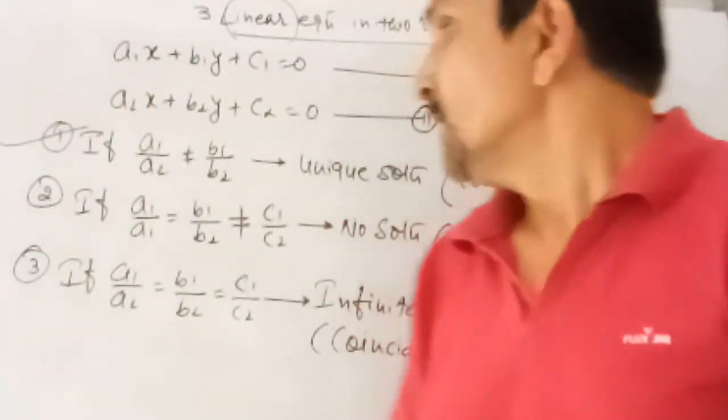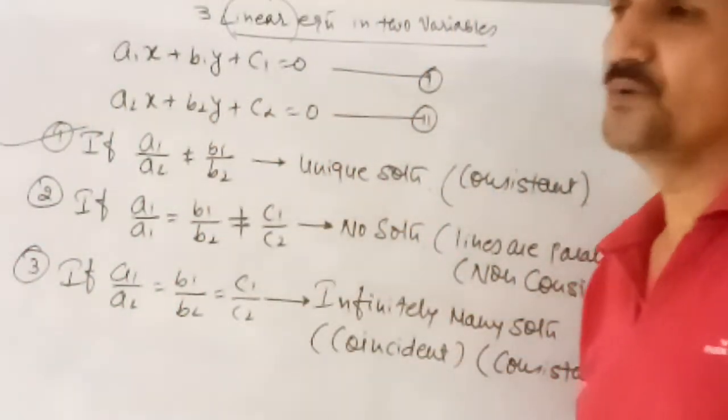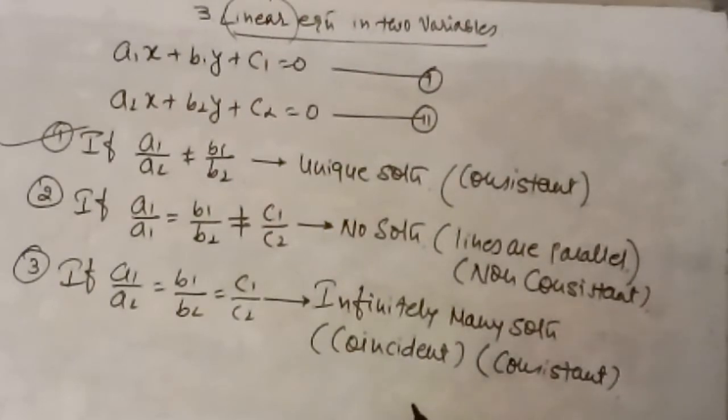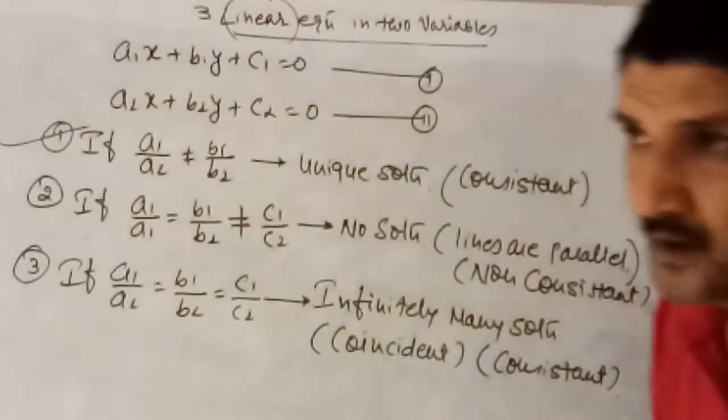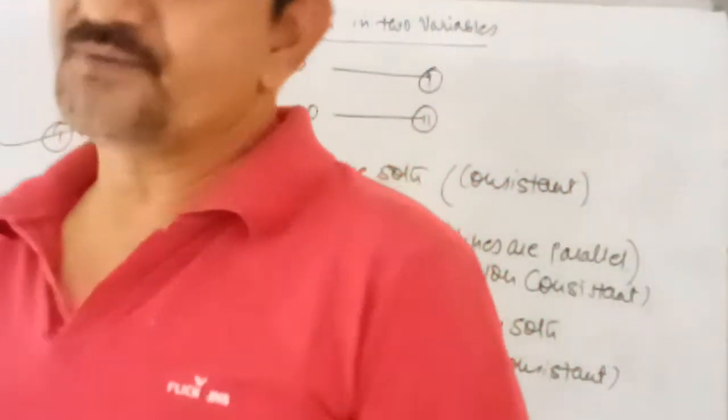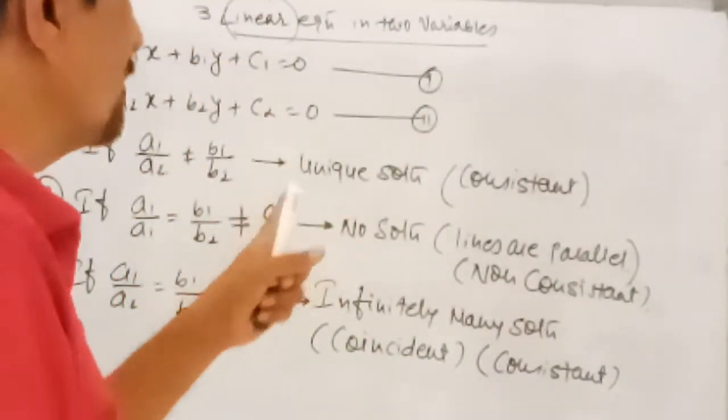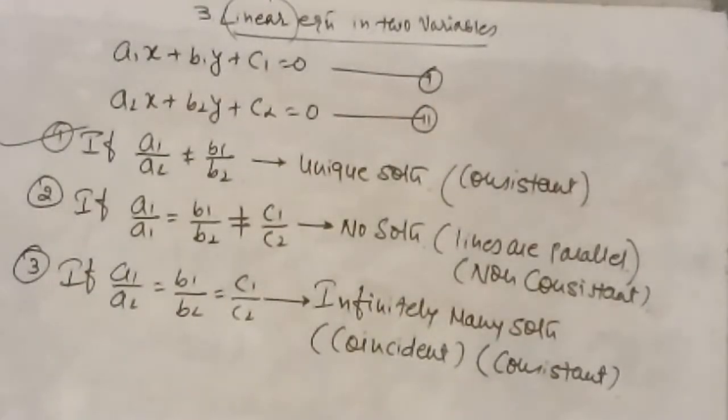Okay, so these are the basic things we have to remember throughout the chapter. Okay, so for the short questions, these three things you have to remember. Okay, clear? As well as in the cross multiplication method also this will be useful. Okay, so on your screen I am writing it for some time. So first, if a1 upon a2 is not equal to b1 upon b2, then unique solution. This is considered as a consistent result.